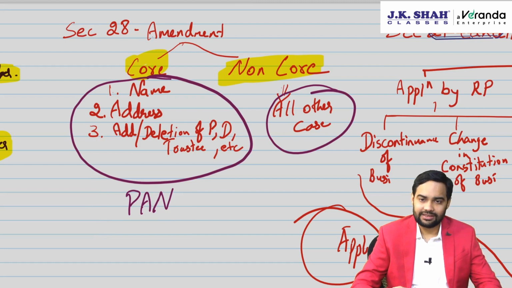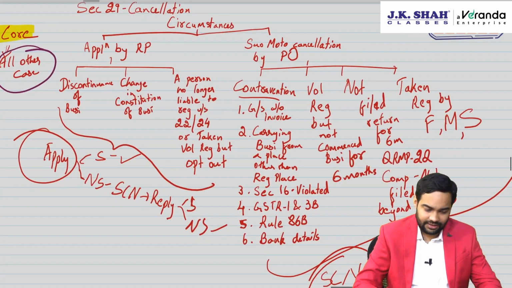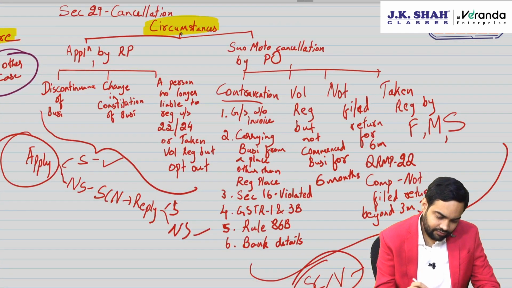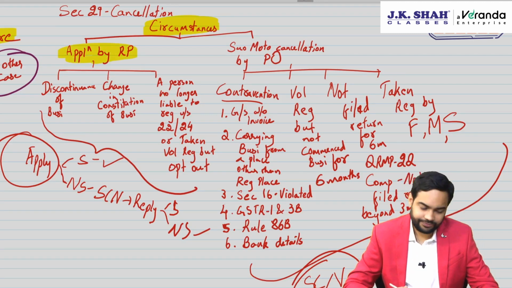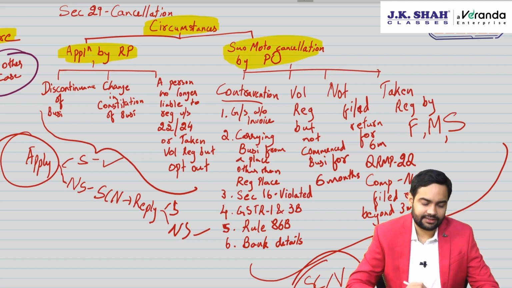Because if there is a change in PAN, then in that case, the registration number is completely dependent on PAN, and if PAN changes, you'll have to take a new registration and get the old registration cancelled. Okay, now let's talk about cancellation. Okay, now let's talk about the circumstances of cancellation. First, application by registered person, where I make an application for cancellation. Second, officer can suo motu cancel the registration.